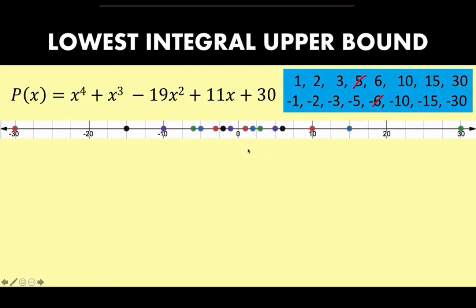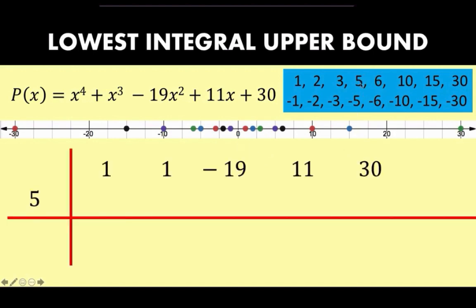We want to narrow down our list of possible real roots. Let's test if 5 is an upper bound. In order to do that, we are going to perform synthetic division, and we are going to look at the signs of the terms in the last row. If all the signs in the last row are positive, then we will conclude that our divisor is an upper bound of the polynomial function. So let's perform our synthetic division.